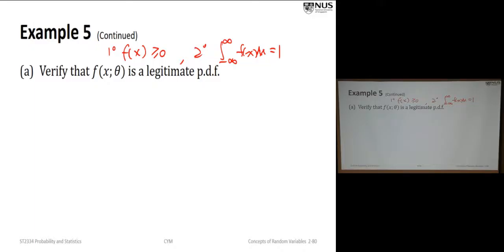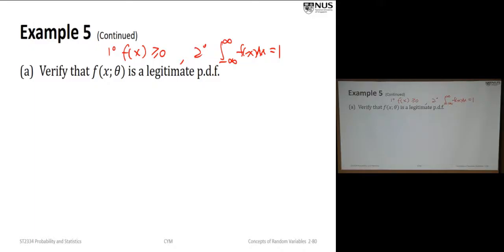By the way, I write down f of x semicolon theta. This is just to tell you that we are talking about a PDF. Now, the PDF is referring to the random variable x. But the PDF may also depend on some other quantities. So in this example, the other quantity is theta. Or if you like, you call it A, which is theta squared. In fact, it depends on theta, or theta squared.